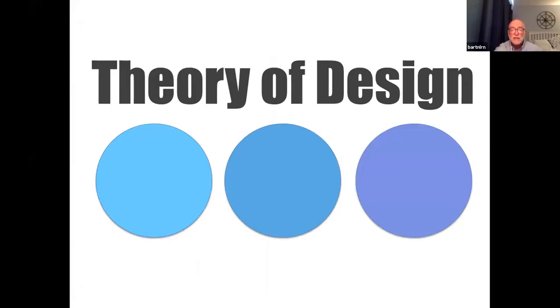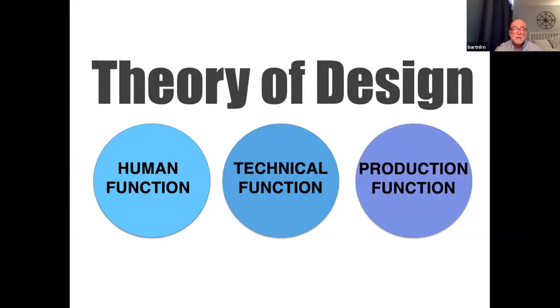I know that was a lot. So that one's the creative, the psychological, and the circular or the modified or the methodical design process. So now we get into the theory of design. Look at these three circles here. We want to take this into the human, the technical, and the production function.